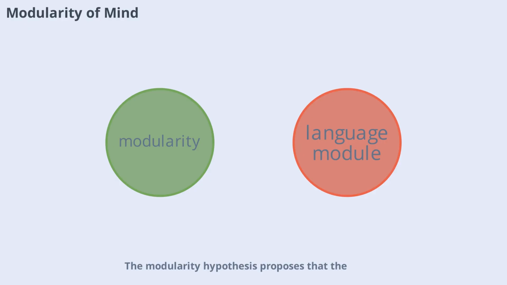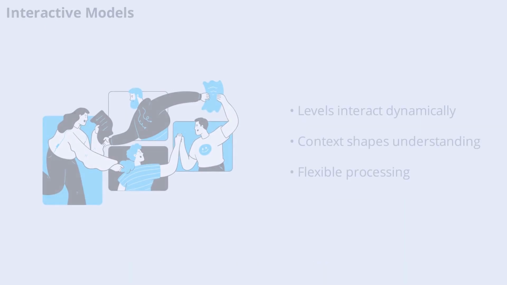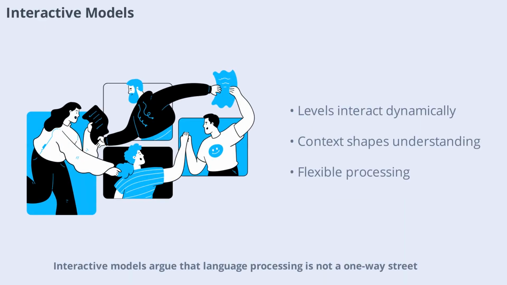The modularity hypothesis proposes that the mind is made up of specialized modules, each responsible for different cognitive functions. In language processing, this means there could be a specific language module in the brain. This idea helps explain why some people can lose language abilities due to brain injury while other cognitive skills remain intact. Modularity suggests that language is processed separately from other mental functions, making it a unique and specialized system within the mind.